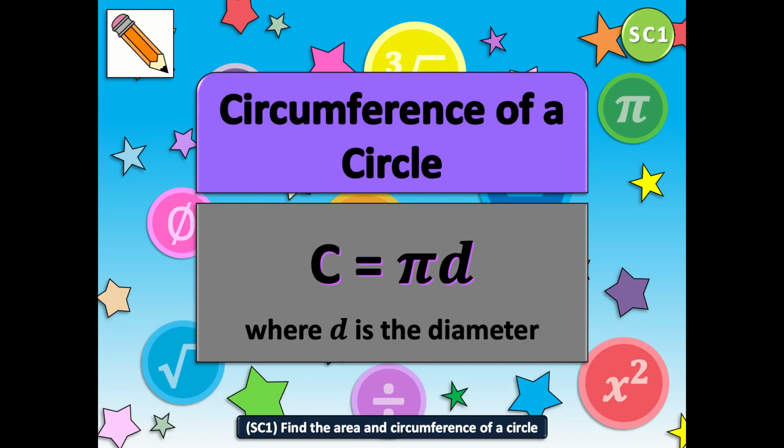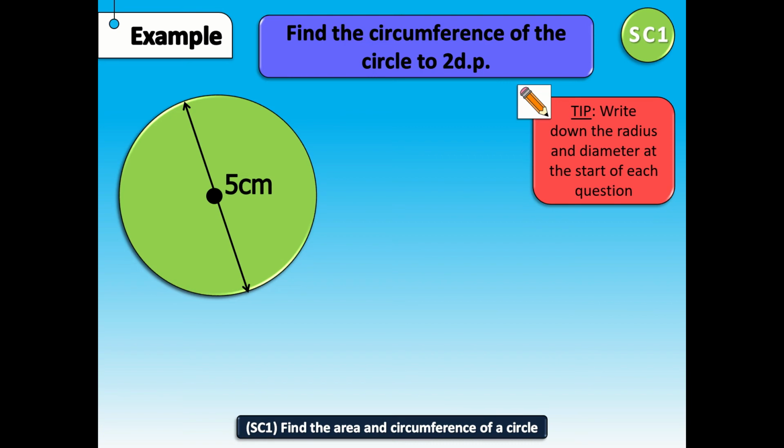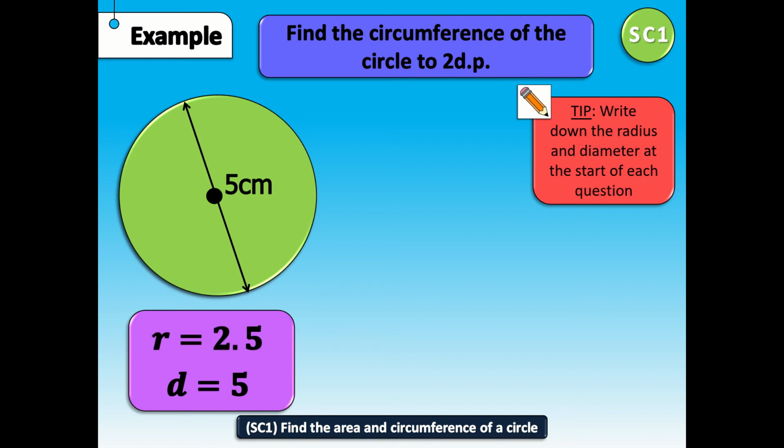So the circumference of a circle is the distance around the outside of the circle, and we find that by doing pi times the diameter of the circle. So we want to find the circumference, that's the distance around the outside of this circle, to 2 decimal places. So we need to do pi times diameter, and the diameter of this circle is 5 centimeters, which means the radius of the circle would be half of that, so 2.5 centimeters.